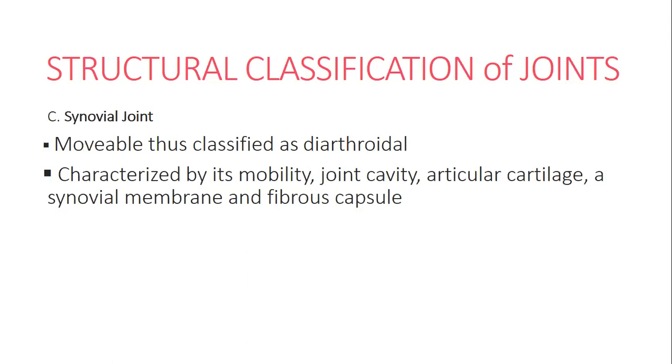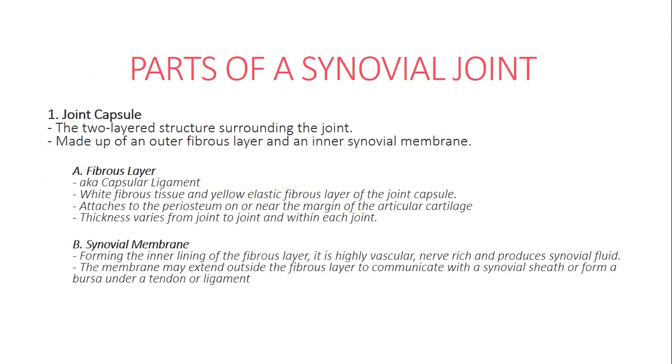It is characterized by its mobility, joint cavity, articular cartilage, a synovial membrane, and a fibrous capsule. Parts of the synovial joint: they have the joint capsule, which is made up of 2 layers surrounding the joint, an outer fibrous layer and an inner synovial membrane. The fibrous layer is also known as the capsular ligament. It's made up of white fibrous tissue and yellow elastic fibrous tissue. It's attached to the periosteum on or near the margin of the articular cartilage, and thickness will vary from joint to joint and within each joint.